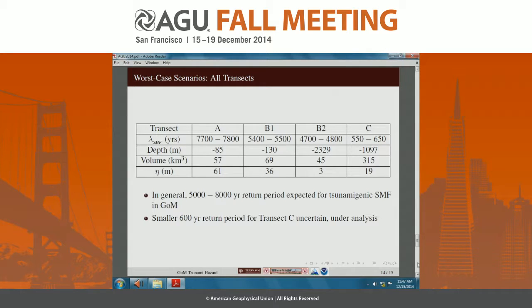But just a couple of other things to point out. As we could expect, the shallower the landslide, such as for transect A, the larger the initial tsunami amplitude. And volumes vary, but across transect A and B, across the Sigsbee escarpment, where the very uneven and rough bathymetry was, we have relatively smaller volumes than along transect C, along the carbonate platform of the Florida escarpment.